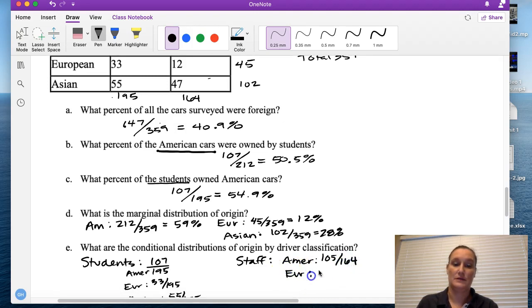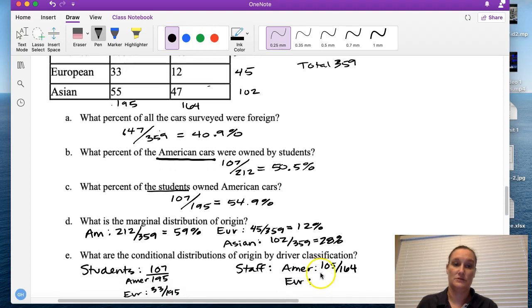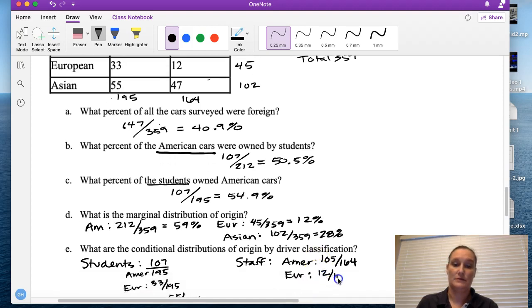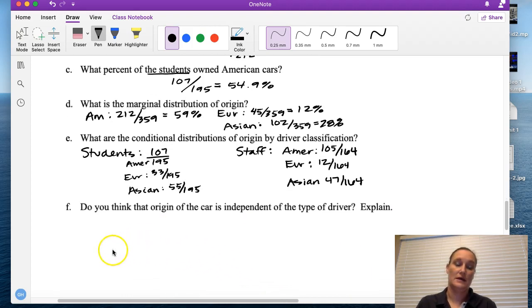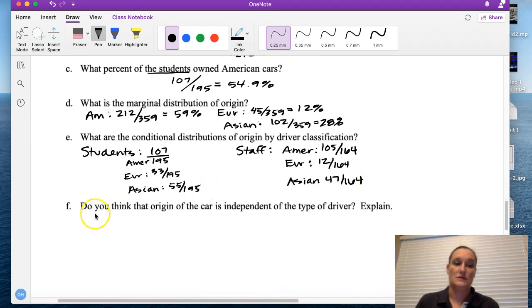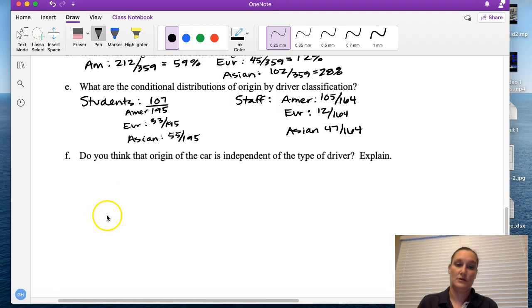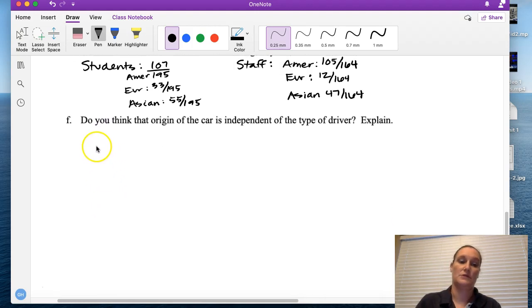European, so we're limiting it just to staff and just to students. So 12 out of 164, and then Asian, 47 out of 164. All right, and you could get percents for those. So then F: do you think that the origin of the car is independent of the type of driver, and explain? And when it says explain, you need to write out a sentence.